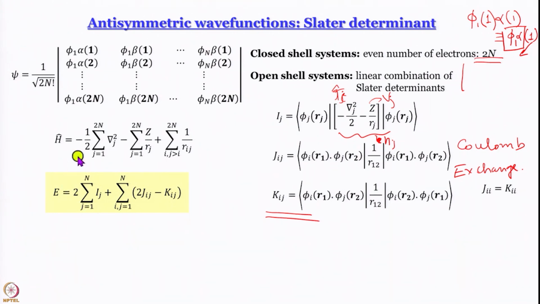The result is, when you work this out, you get an expression for energy in terms of these integrals, E equal to 2 sum over j equal to 1 to n I_j plus sum over i, j equal to 1 to n of (2 J_ij minus K_ij). Now we have something interesting. What do we have here? We have spin orbitals. What do we have here in these integrals? We have spatial orbitals only, no mention of spin. So, where did the spin part go?